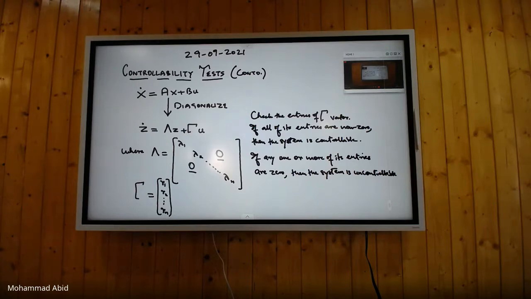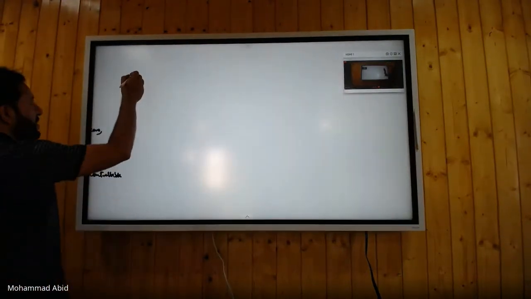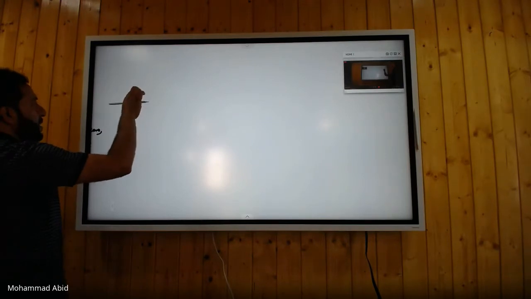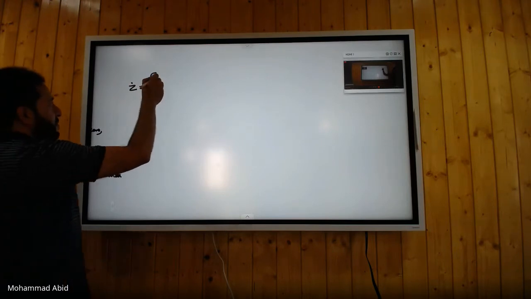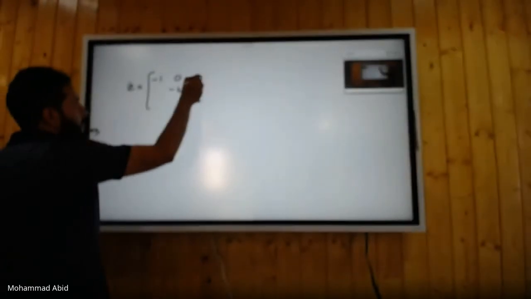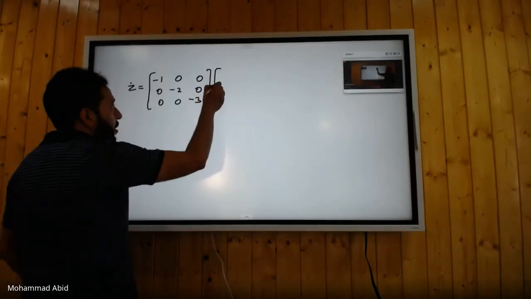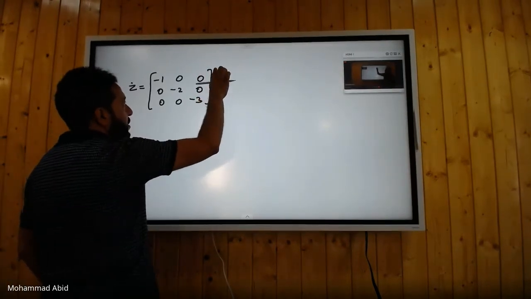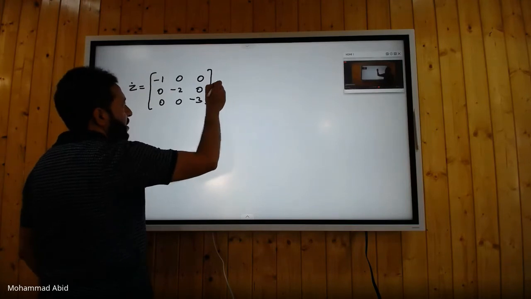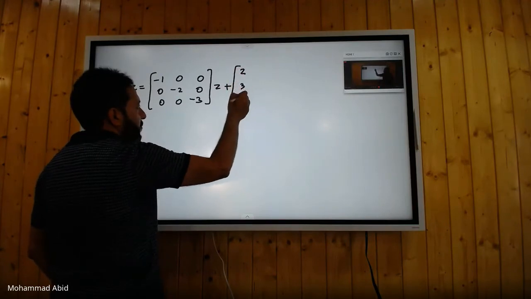We check the diagonal entries and see whether the system is stable or not. Now, I want to illustrate something here. Let's say you have a system like this: z dot equal to, let's say, diag of -1, -2, -3, with 0 everywhere else, times z, plus the vector 2, 3, 5 times u.